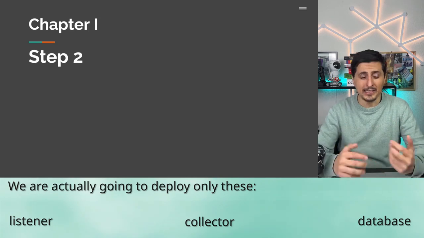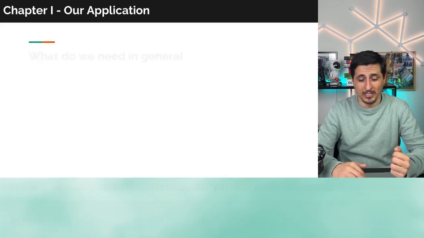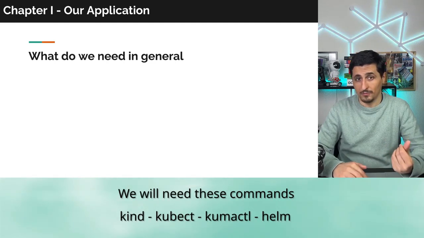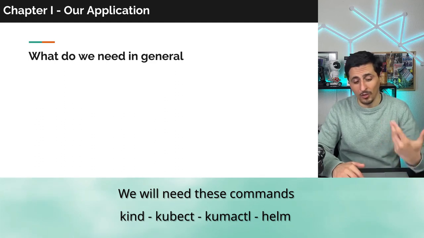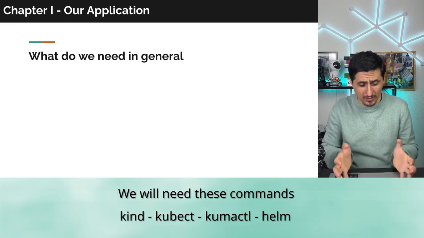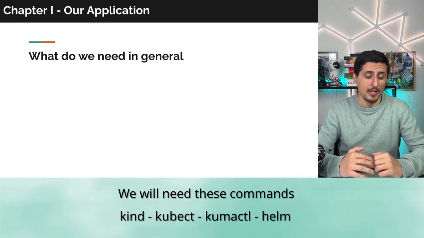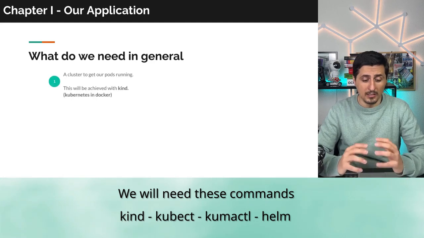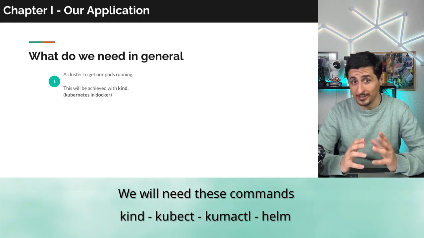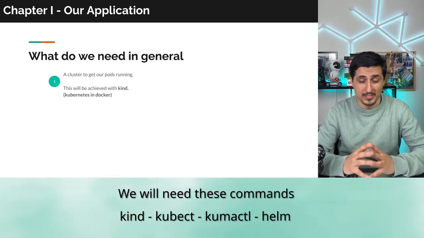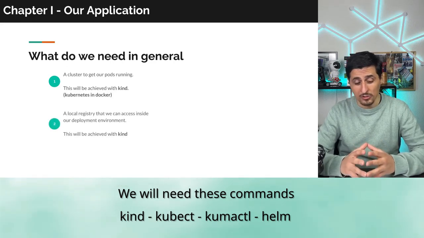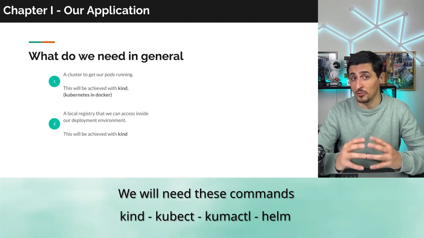So the next step is installing all the commands we need. What do we need in general to create our cluster and all of the things we need? Kubernetes, and to have all of this application functioning, we need a cluster to get our pods running. We will achieve the cluster creation with kind. This is Kubernetes in Docker. We will need to create a local registry, and kind will allow us to create that very easily.